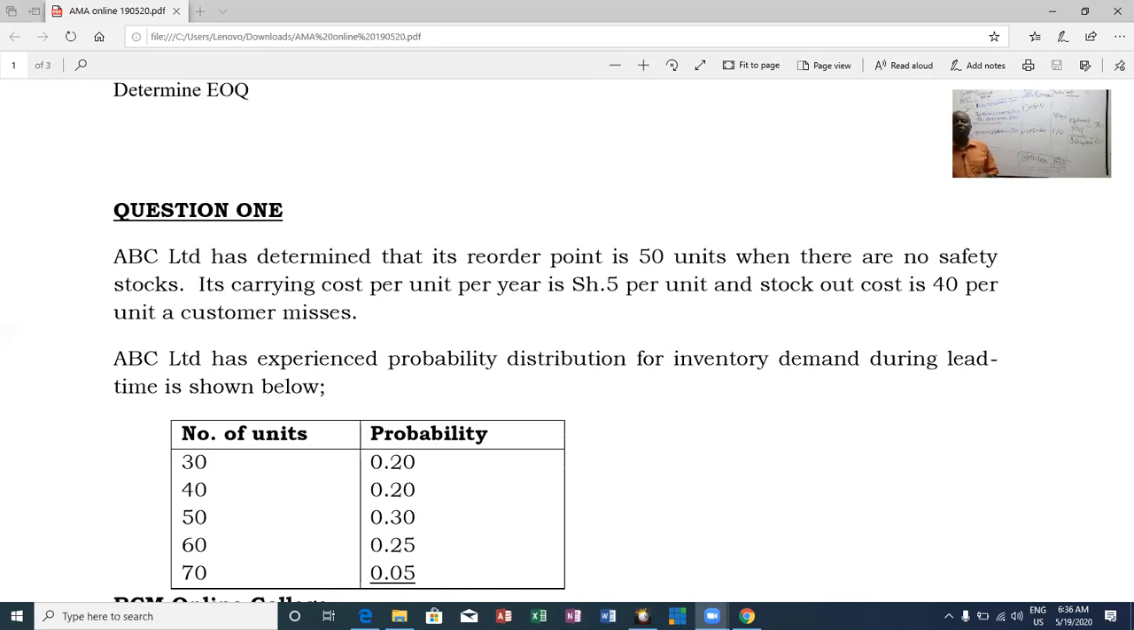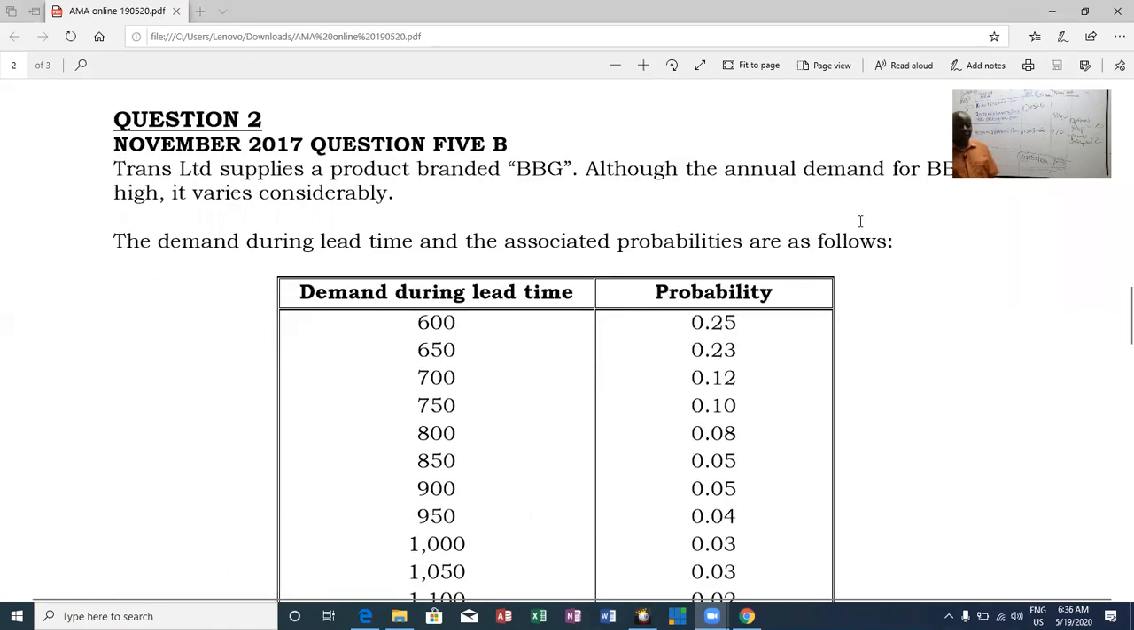So what I will do is to assume that all of us have not understood anything at all, and then do another question, which is the next question on this screen, which is a November 2017 question number 5. We are told that Trans Limited supplies a product branded BBG. Although the annual demand for BBG is high, it varies considerably. The demand during lead time, they have given me the DDLT. An examiner who gives me DDLT is a good examiner.